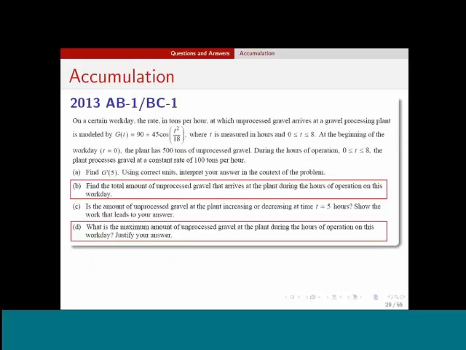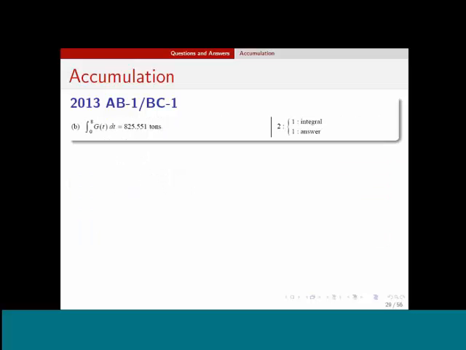So I'm going to take a look at this gravel question. This is from 2013, AB1, BC1. We have gravel arriving at this plant, and it's modeled by that function capital G, and I'm going to look at part B, where we want the total amount of unprocessed gravel that arrives at the plant during the hours of operation. And in part D, we want the maximum amount of unprocessed gravel at the plant during the hours of operation, and justify your answer.